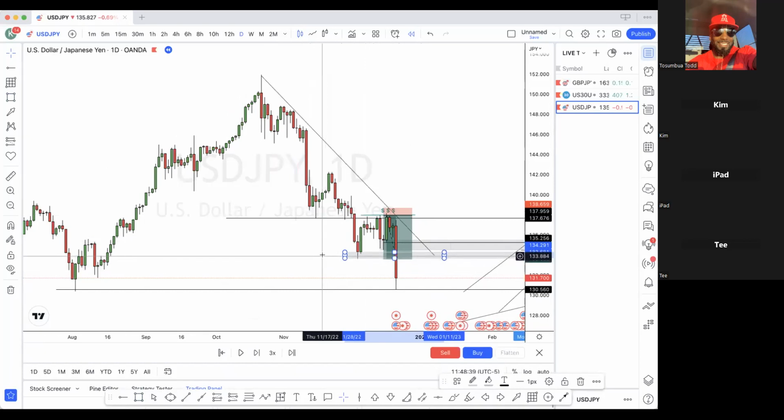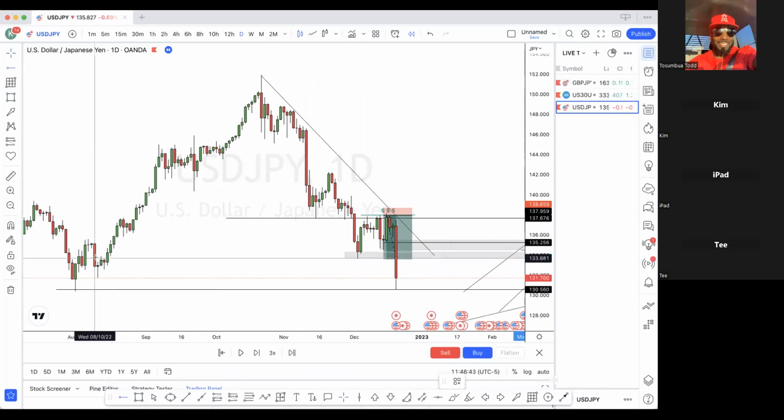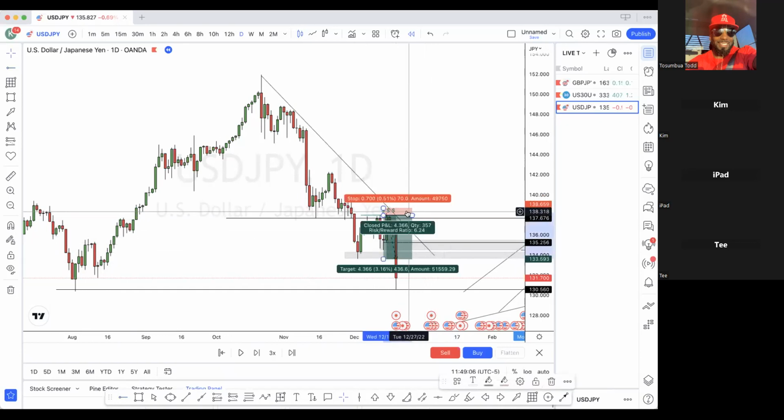For one, because it did tap into this area. Oh, no, it didn't. It didn't get it. Okay, so no, I was going to say it tapped into this area of demand right here, but it did not. It just sat on top and then started pulling back to the top side. So with that being said, let me delete this.